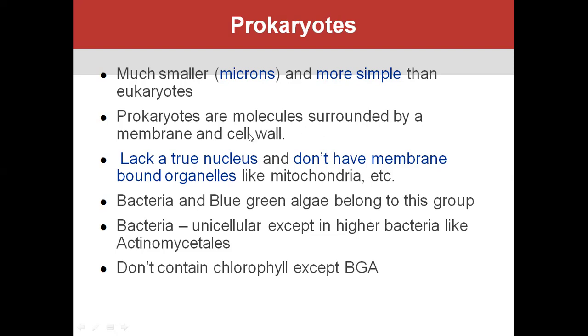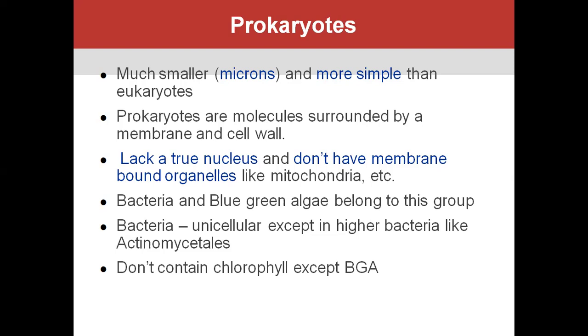They are surrounded by the cell membrane and cell wall. As I told you, prokaryotes have a primitive nucleus, which means no nucleolus and no nuclear membrane. There is no true nucleus, and they don't have membrane-bound organelles. There is no mitochondria, no endoplasmic reticulum, no Golgi apparatus, no lysosomes, like that. So all these organelles are absent in the prokaryotes.